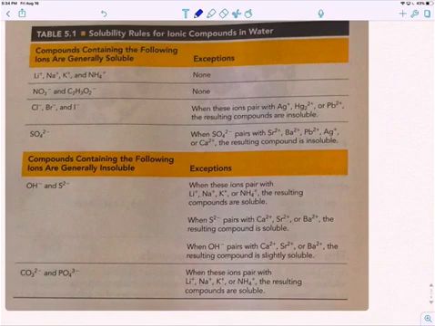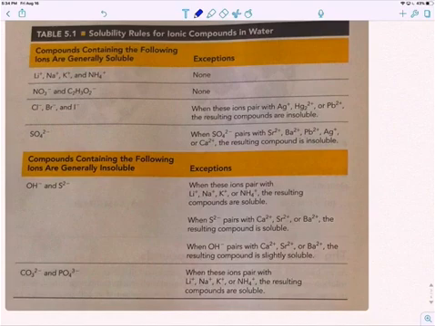It's very, very insoluble. Then carbonate and phosphate, these tend to be insoluble with the exception of the alkalis and ammonia. And notice something. It's the small charges, the +1, -1s.